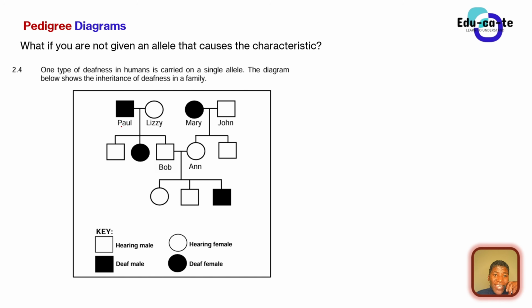So we have Paul and Lizzie. They are giving us 3 children. We've got Mary and John. They are giving us 2 children. We've got Bob and Anne. They are giving us 3 children. We have 1, 2, 3 generations.